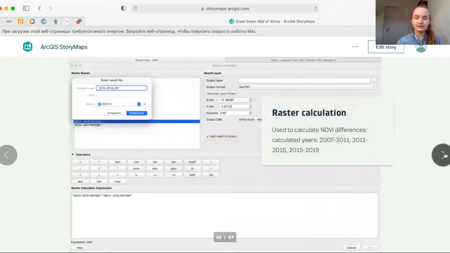After that, I did a raster calculation using the raster calculator, because I needed to calculate NDVI differences between some years. So I calculated and received three datasets: the differences between 2007 and 11, between 2011 and 15, and between 2015 and 19. So every dataset represents four years of differences.